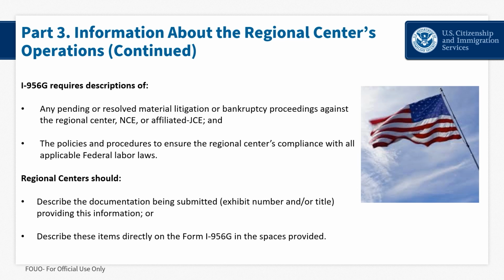If the Regional Center is not submitting separate documentation providing this information, the Regional Center should provide this information directly on the I-956G form in the text boxes provided. If more space is needed than the text boxes provided, regional centers should use Part 8, additional information.